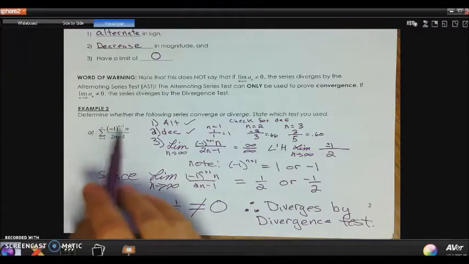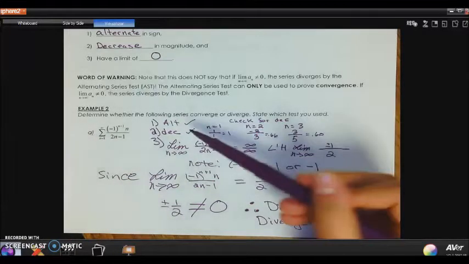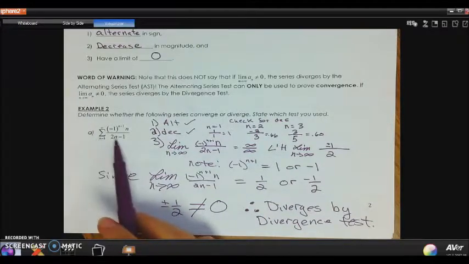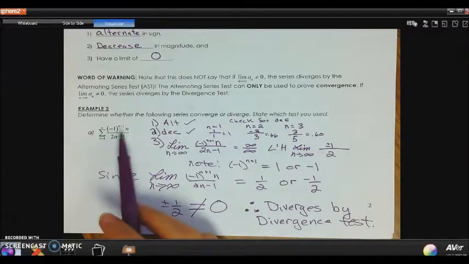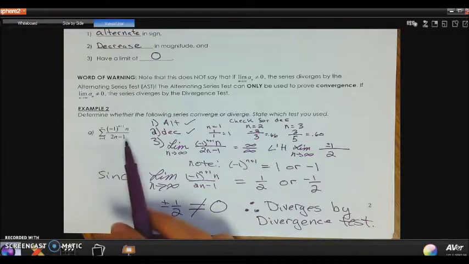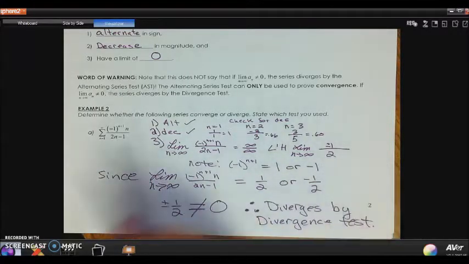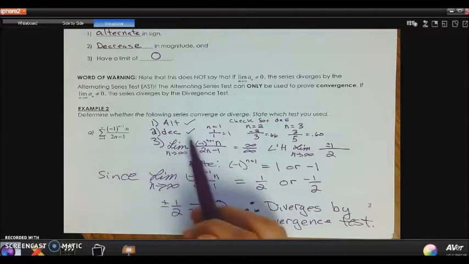Yep, it's got that -1, so you're going to be alternating in sign. So check, it meets that requirement. Is it decreasing? As you increase the n's that you're plugging in, this thing is decreasing. This denominator is going to be getting bigger and bigger, so the overall is going to be getting smaller.